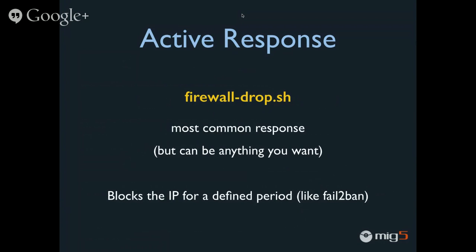So, active response in its most common form is the firewall drop script, which comes with OSSEC. If you ever use something like Fail2ban, it's very similar. It's basically reacting to a certain pattern in the logs and just blocking the IP address, usually for a limited amount of time, 10 minutes or something, but you can set that to be whatever you want. And it doesn't have to be a firewall drop script. You can make it do other stuff.